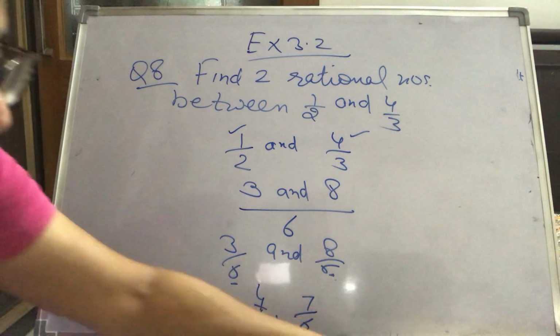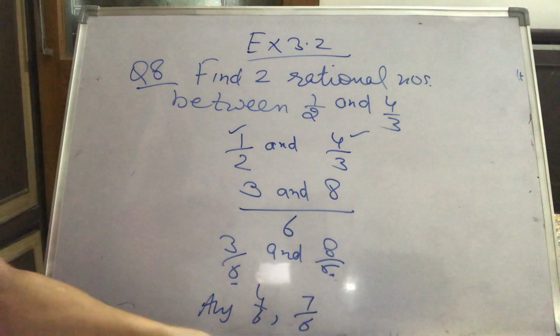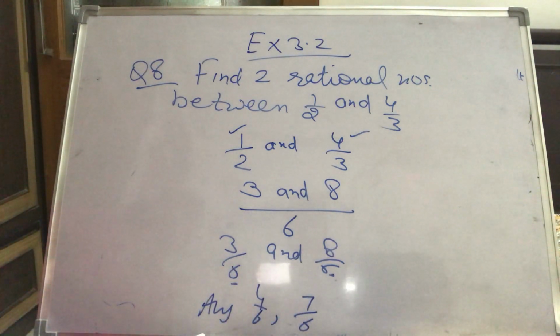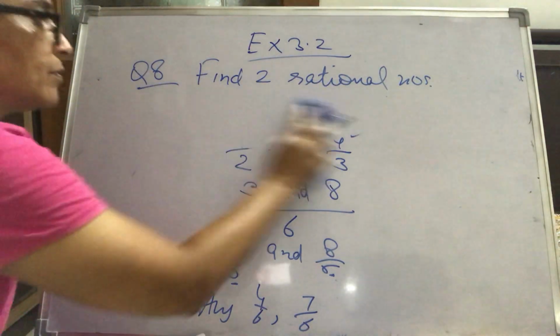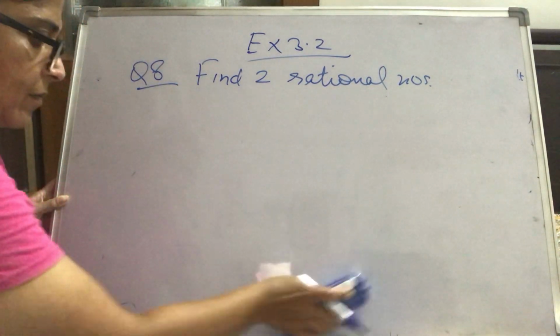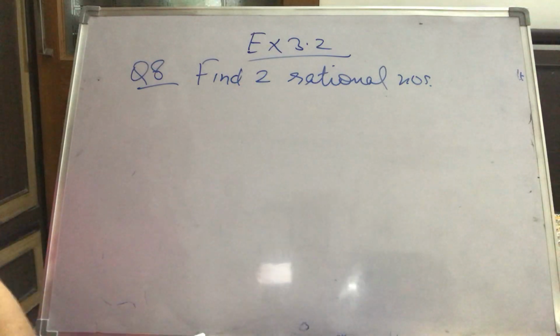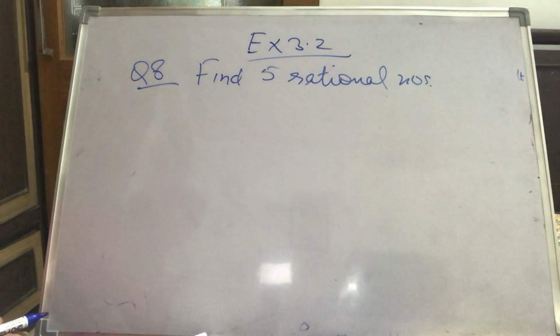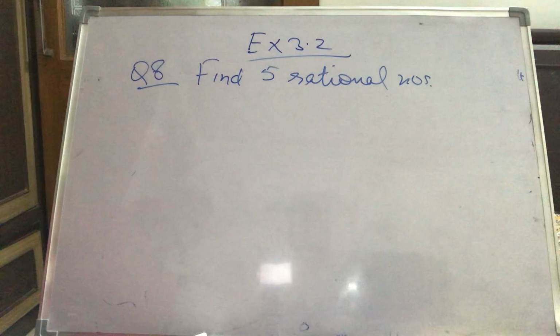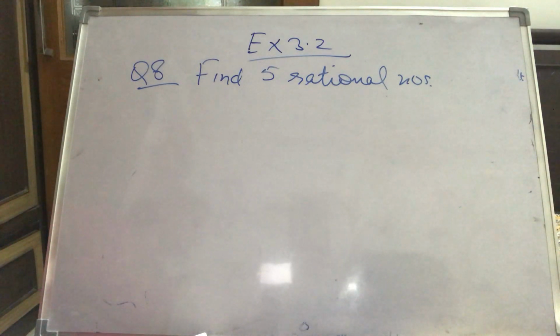Now, let's do one or two more of the same type of questions. You can find 5 rational numbers also. You can find 10 rational numbers also. You can get 20 rational numbers also. The method is same. First step is you have to make their denominator same if they are not same.